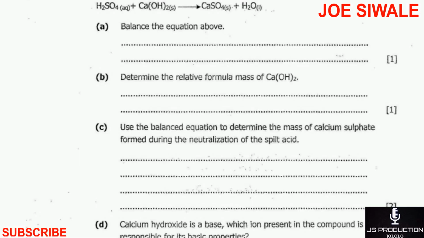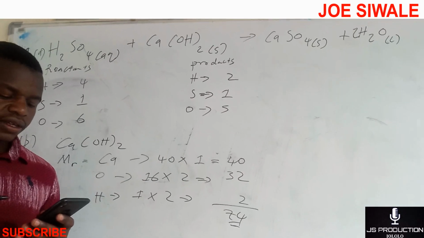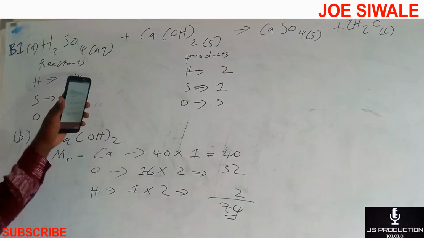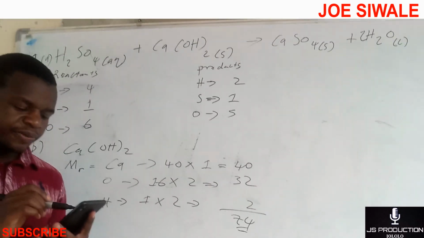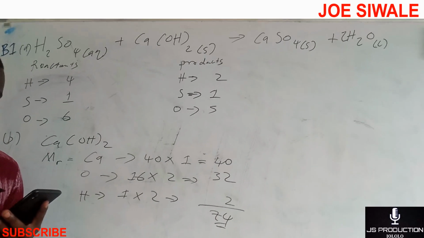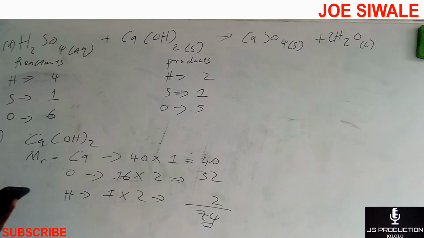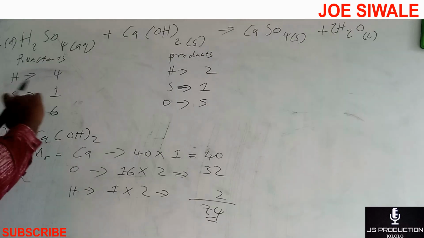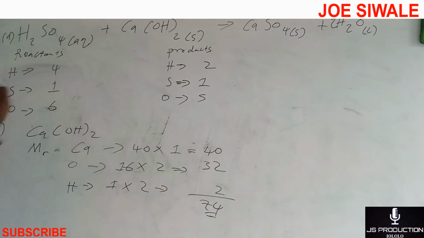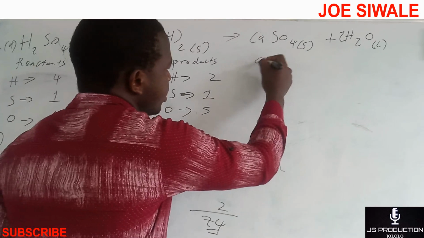Question C reads, use the balanced equation to determine the mass of calcium sulfate formed during the neutralization of the spilled acid. So I'm supposed to calculate the mass of calcium sulfate. For me to calculate the mass of calcium sulfate, I know that in the question I've been given the mass of sulfuric acid. So I'm going to relate my calcium sulfate with sulfuric acid. And the equation that I'm going to use is the balanced chemical equation.